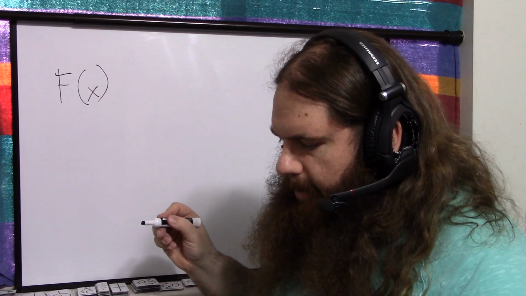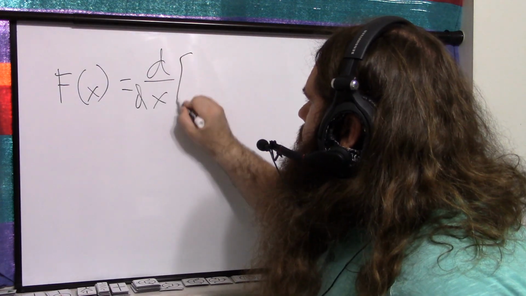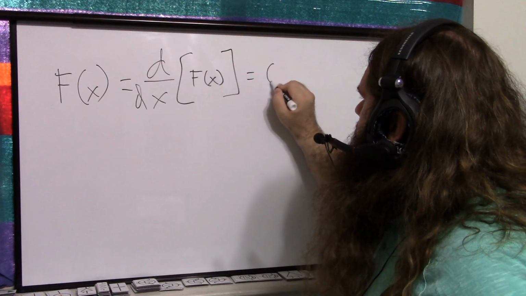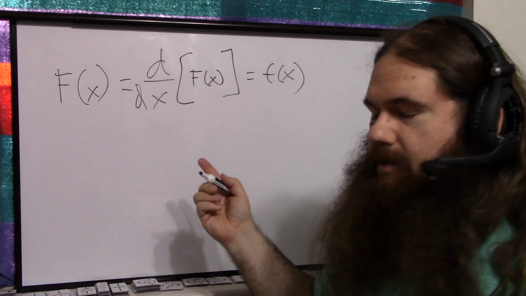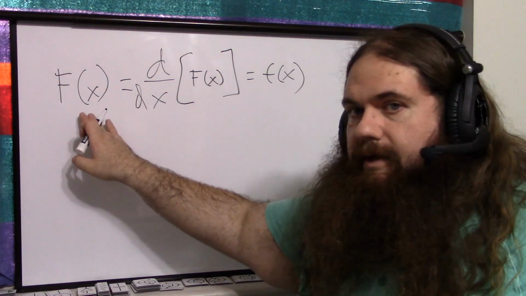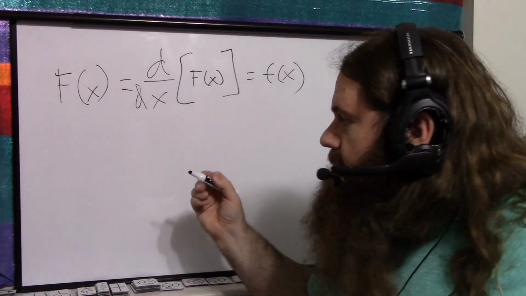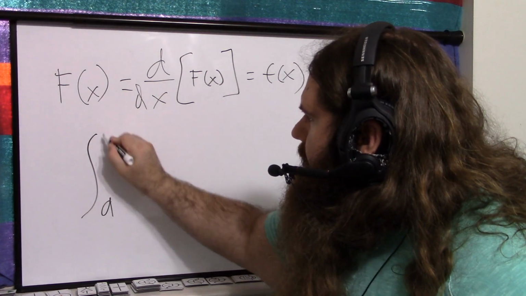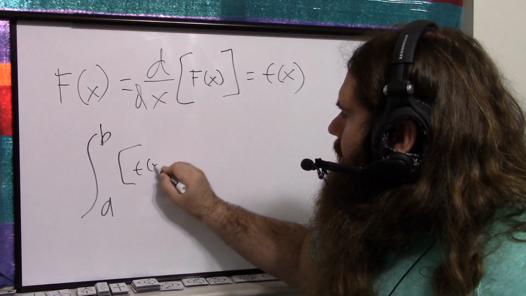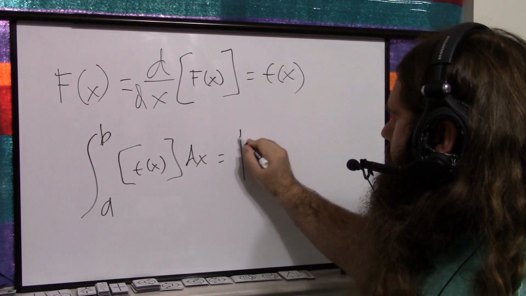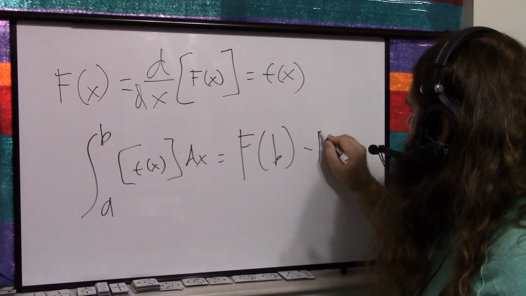Let there be a function, capital F of x, where the derivative of F of x equals f of x. This seems tautological, but basically it's just saying, whatever this is, if you take the derivative, you get this, all right? If this is true, then the integral from a to b of f of x dx equals F of b minus F of a.